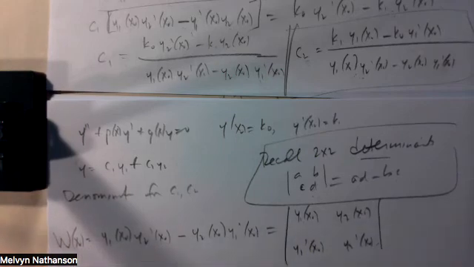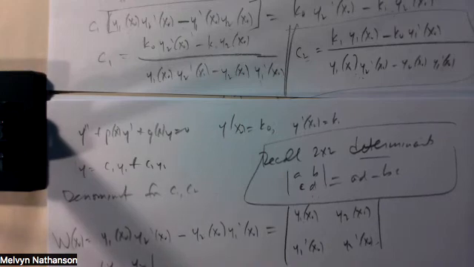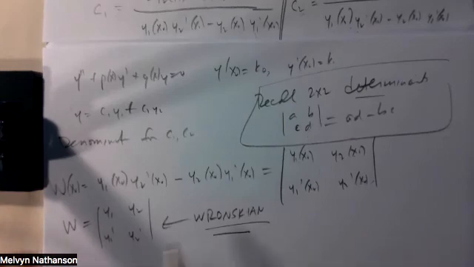And we give this a name and a notation. We call this W at x naught. So W is a function of x. It's the determinant of y1, y2, y1 prime, y2 prime. And this function has a name. It's called the Wronskian of the functions y1 and y2. So the Wronskian of two functions is this 2 by 2 determinant.